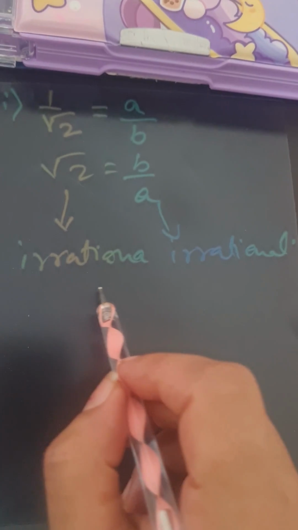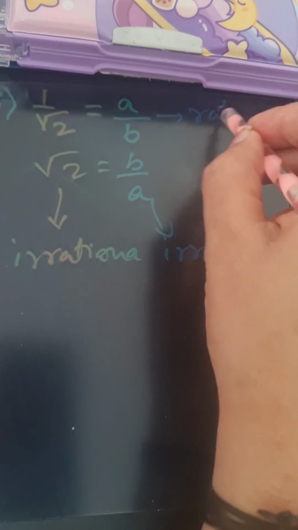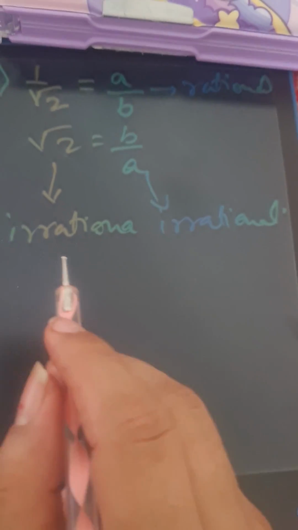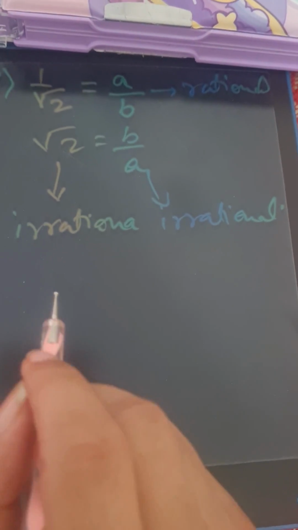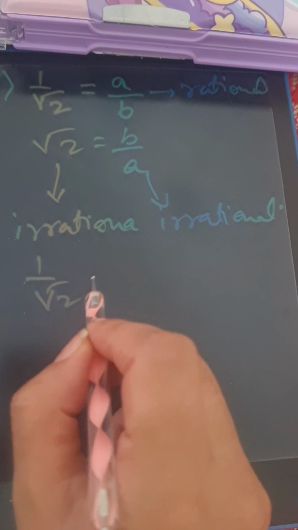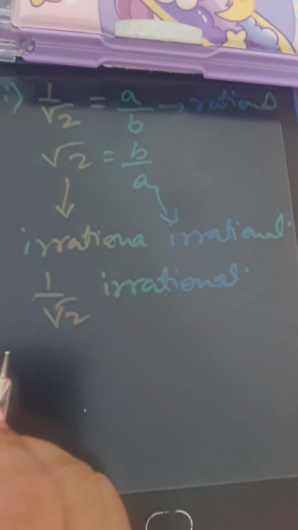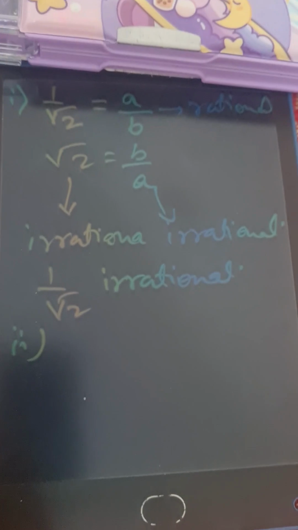But we had assumed that this is a rational number. Now this is a contradiction to our assumption. Hence 1 upon root 2 is irrational. What we have assumed, that it is rational, is wrong. Hence it is irrational.